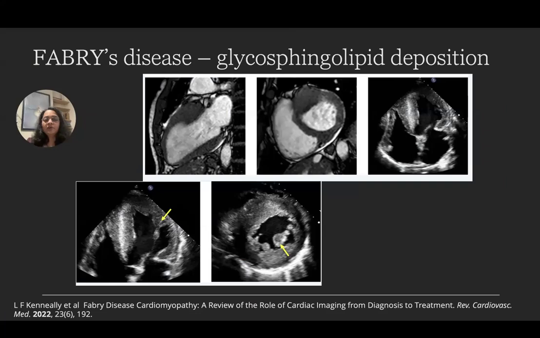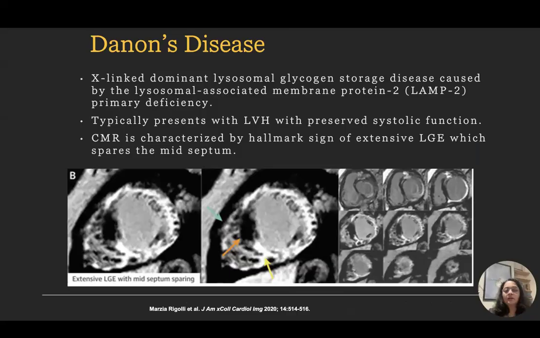Here's an example of Fabry's disease, which looks like HCM with massively thickened myocardium and papillary muscles on both echo and CMR, with a binary endocardial appearance of the LV walls on the echo and LGE in the inferolateral walls. Another example is a rare X-linked glycogen storage disorder called Danon's disease, which is from a LAMP2 mutation. A characteristic appearance is described in this condition where there's extensive LGE sparing the mid-septum.